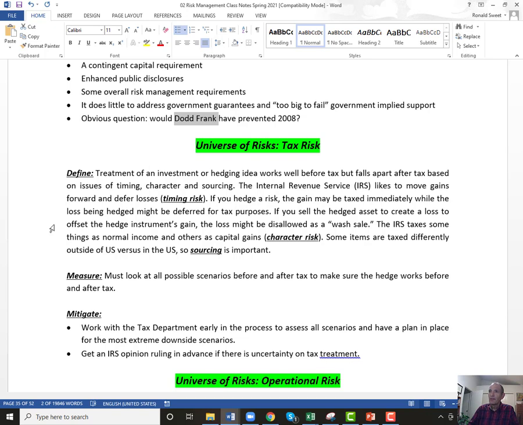So what is tax risk? It's when the treatment of an investment or some hedging idea looks great before tax, but completely falls apart after tax due to the timing, the character, or the source. By source, I mean, is it U.S., is it non-U.S.? The IRS likes to move gains forward and defer losses. That's the timing risk. I'll give you an example of that.